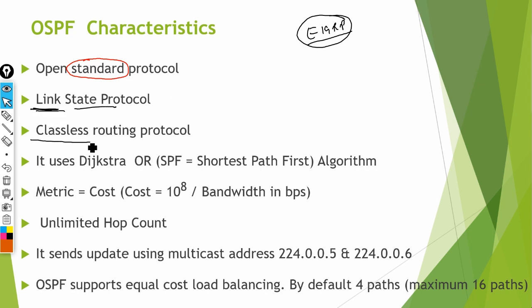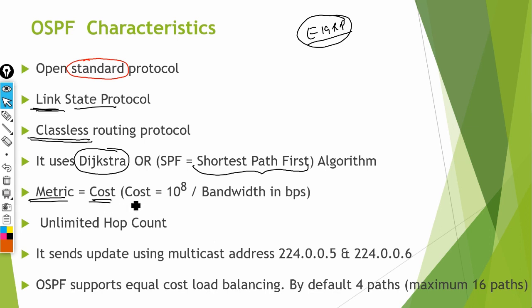It is a classless routing protocol. Classless means it carries the subnet mask in the routing updates. It uses the Dijkstra algorithm, or you can call it the Shortest Path First algorithm, the SPF algorithm. And the metric for OSPF is cost.